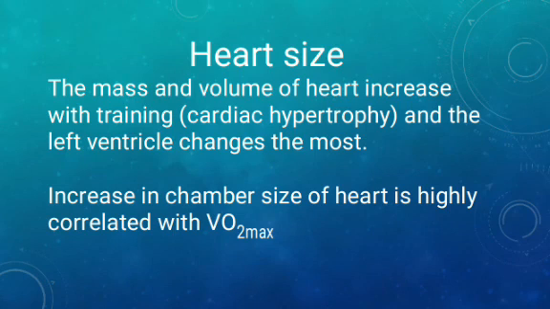Between the chambers of the heart, the left ventricle changes the most in response to endurance training. The internal dimension of the left ventricle increases mostly in response to an increase in ventricular filling. Increase in chamber size of the heart is highly correlated with VO2max.